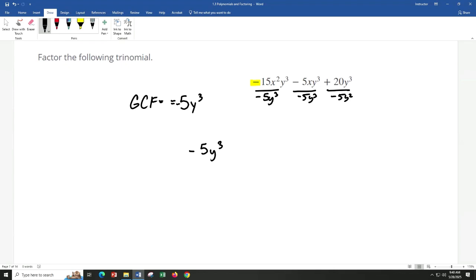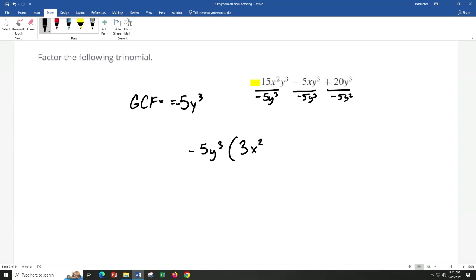Be very careful, be intentional with everything you do in this class. You're gonna realize that going fast in this class does not help you. Slow and intentional wins the game, okay? Negative and a negative make it positive. 15 divided by 5 is 3x squared.